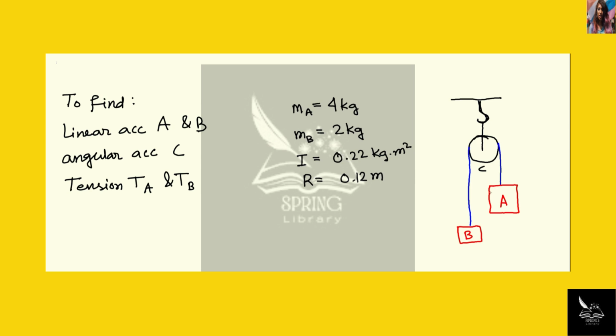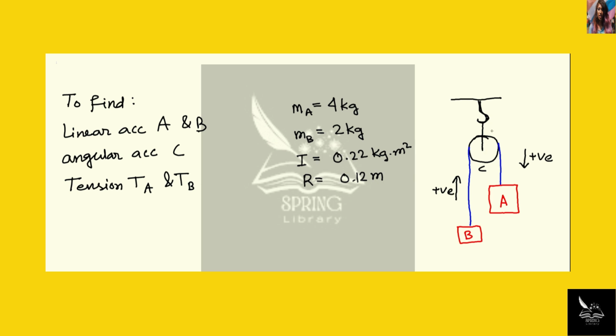Okay, so in this problem we have a wheel, then there's a string attached through the wheel. Also there are two blocks, block A and block B, that are attached at the end of the strings. And from the given values we can see that block A is heavier than block B. So for our convenience, let's choose downward y direction as positive for block A, and for block B, upward direction as positive.